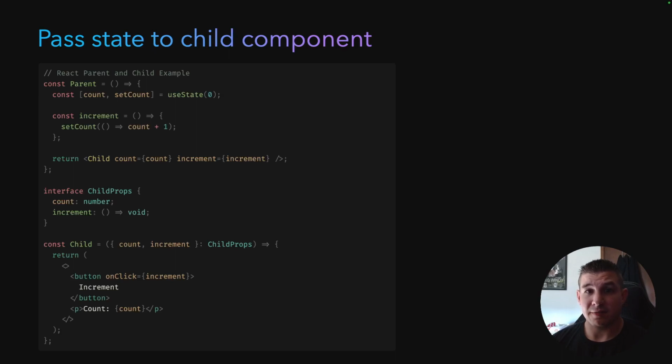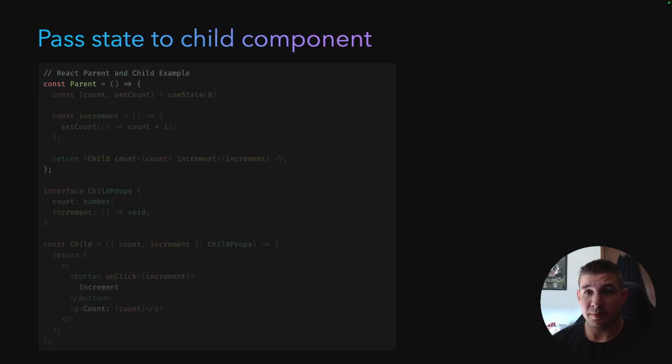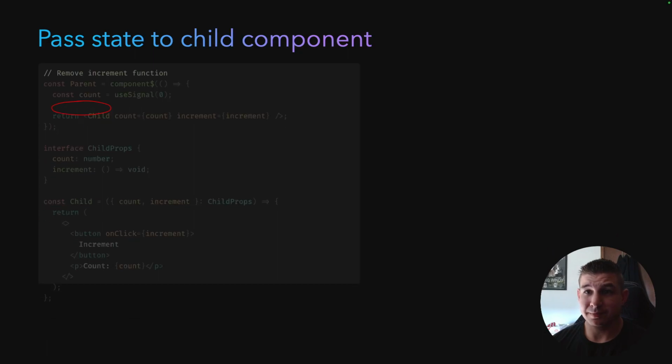So let's start converting this to be Qwik code. First, we need to wrap the parent component in the component$ function. We update the useState hook to use the useSignal hook. We completely remove the increment function. Then we update the props we are passing to simply pass the count signal. Then we need to update the interface accordingly.